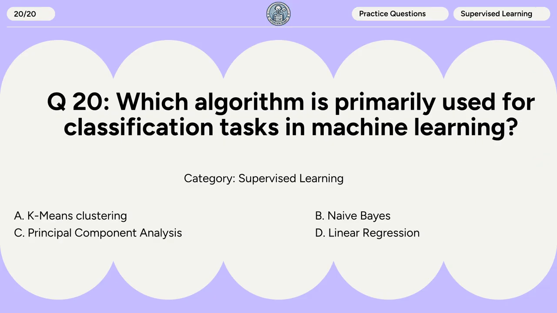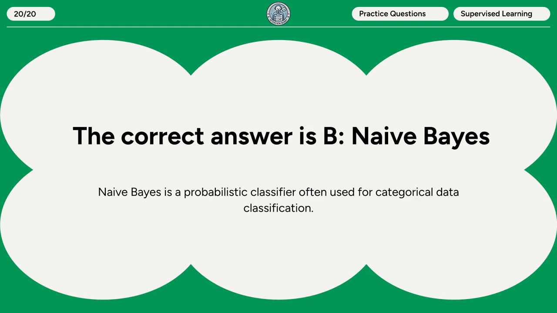Question 20. Which algorithm is primarily used for classification tasks in machine learning? A. K-means clustering. B. Naive Bayes. C. Principal component analysis. D. Linear regression. The correct answer is B. Naive Bayes. Naive Bayes is a probabilistic classifier often used for categorical data classification.